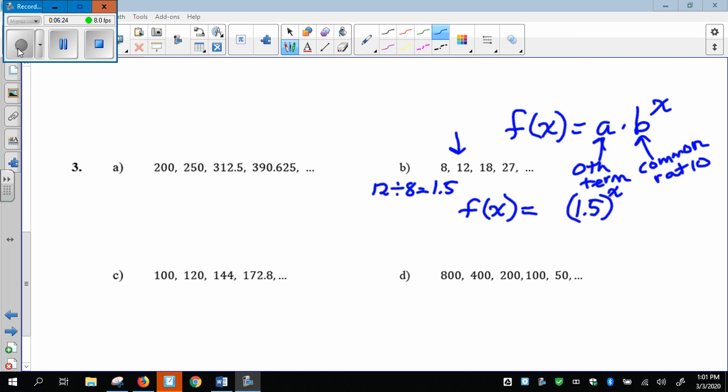Now to get the 0th term, remember this is the first, this is the second, this is the third. I need the 0th, so the term before the 8. Now since we're multiplying by 1.5 to get the next term, I'm going to take my first term, 8, and divide it by 1.5 to get the previous term. 8 divided by 1.5 is like 5.3 repeating. So I'm going to change that to a fraction, which my calculator tells me is 16/3. And that will go right there. So 16/3 times 1.5 to the x power.